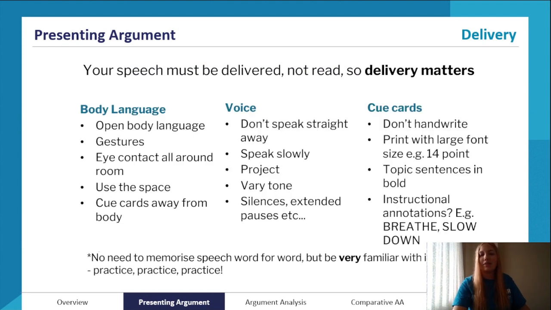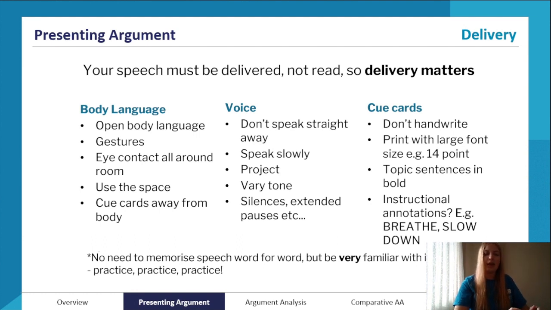So delivery matters. In fact, quite a substantial portion of your marks for your oral come from delivery. It needs to be impactful. So consider body language, your voice, and cue cards as well. All of this you need to plan out, practice, consider how you're going to do it.